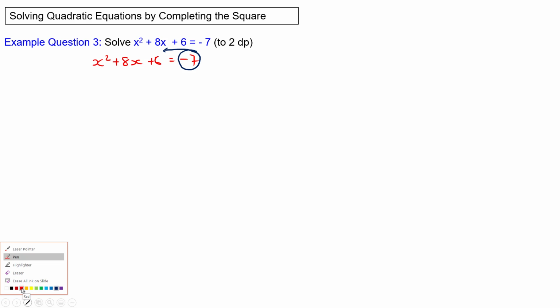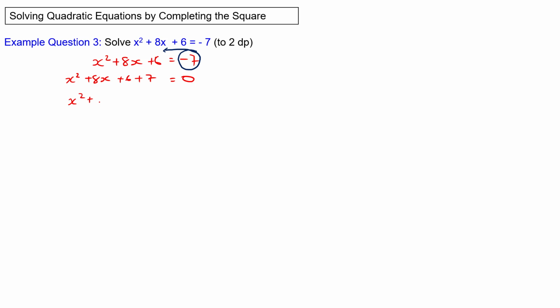So we've got x squared plus 8x plus 6 plus 7 equals 0. So now we're in the same format as we were with the first 2 examples. And we simplify, we've got x squared plus 8x plus 13 equals 0. So now we can complete the square.